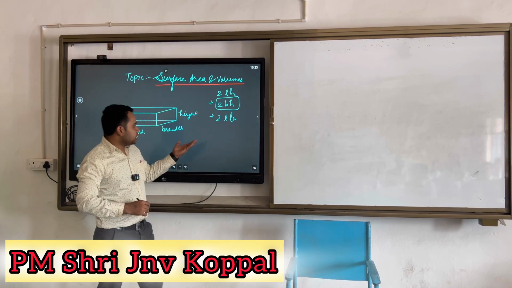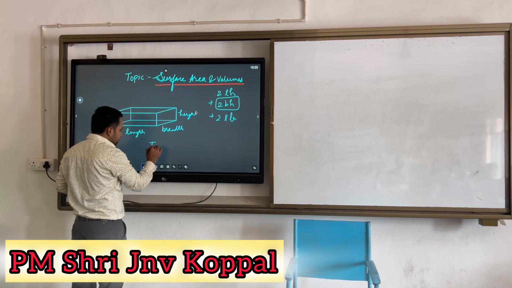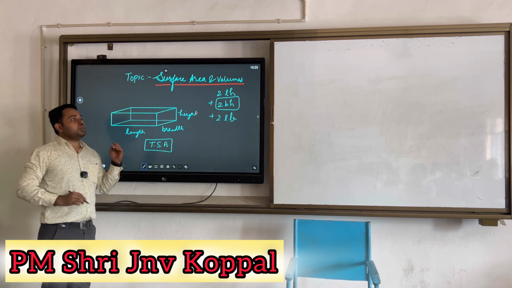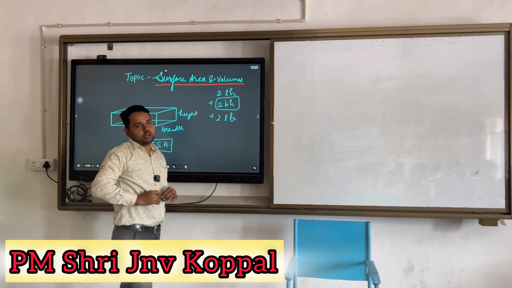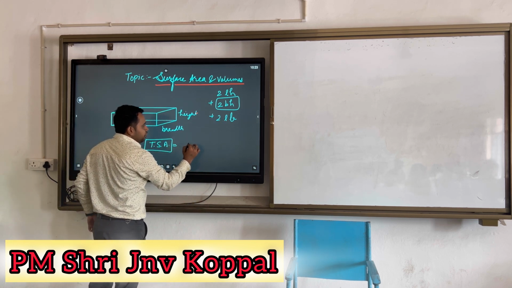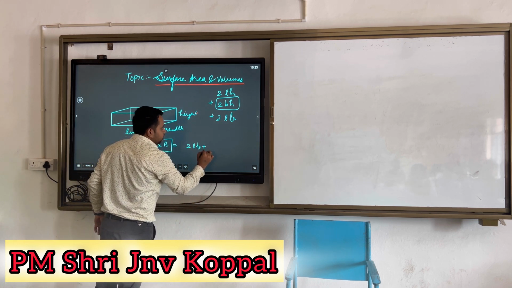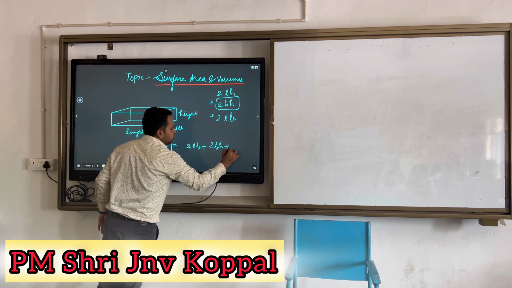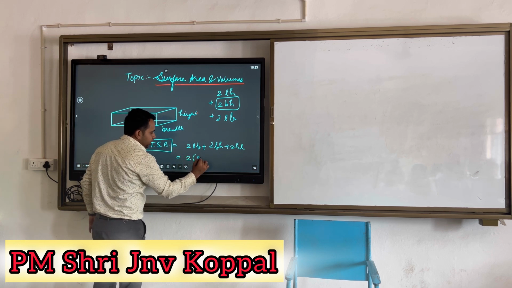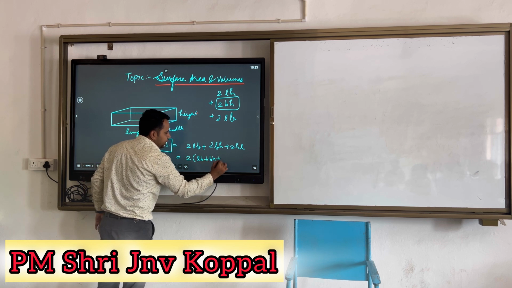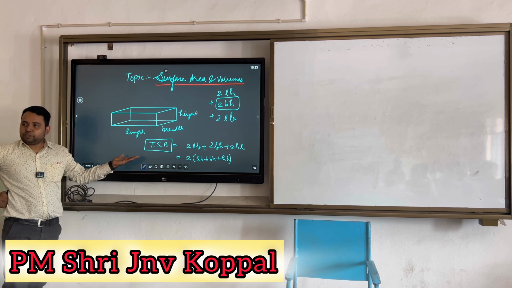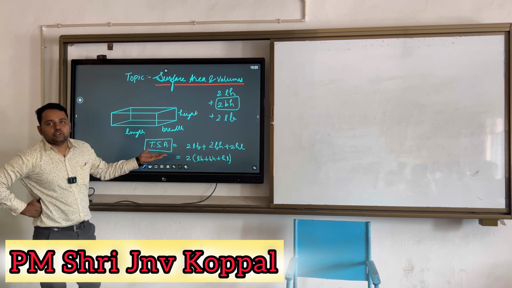So let's discuss the formula of the TSA. TSA means total surface area. Total surface area means we have to count the upper part and down part also of a cuboid, of an object. Okay. So what is this? We can say 2LB plus 2BH plus 2HL. If you take 2 common, what will remain? LB plus BH plus HL. So this is the total surface area of a cuboid.